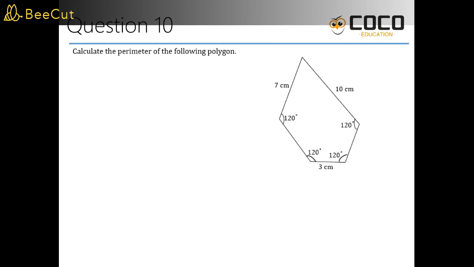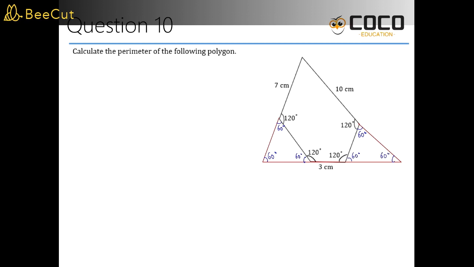Question 10. Let's extend the line and make it into an equilateral triangle. Now, from the 120, we can work out this is 60 and 60. So in a small triangle, the remaining angle is also 60. So on the other side, when we extend the lines, we also get 60 degrees, and this is 60.